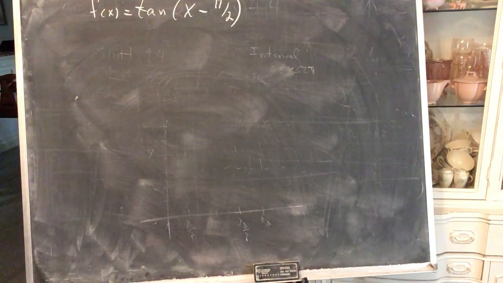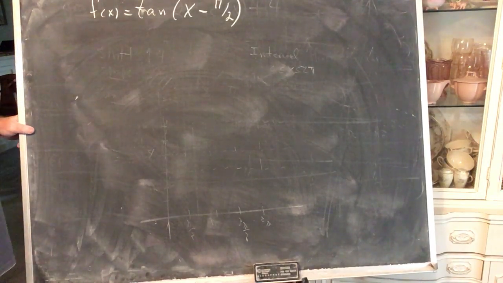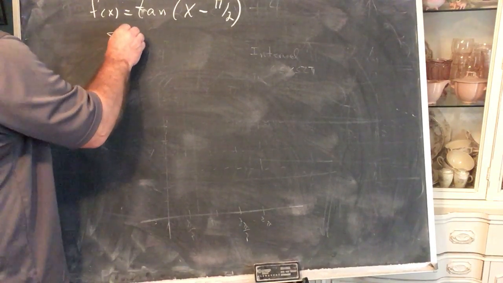Let's do one last of these, then we'll get out of Dodge here. So there's the function. We have f of x is tangent of x minus pi over 2. I want to do a horizontal shift with one of these to make sure we're all on the same page. So there is a shift.